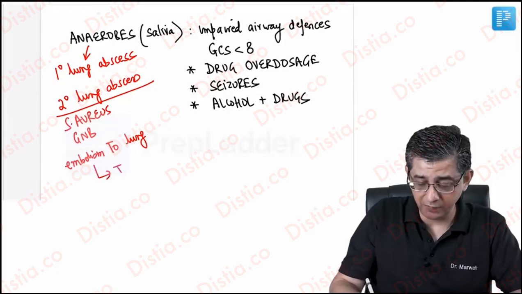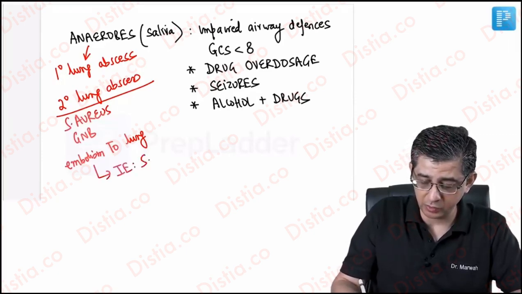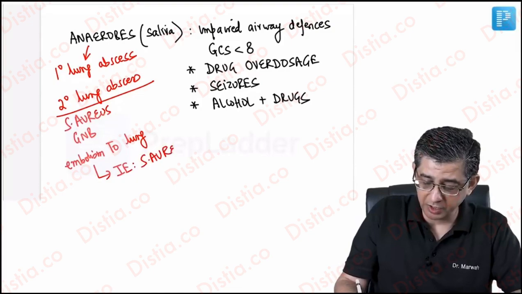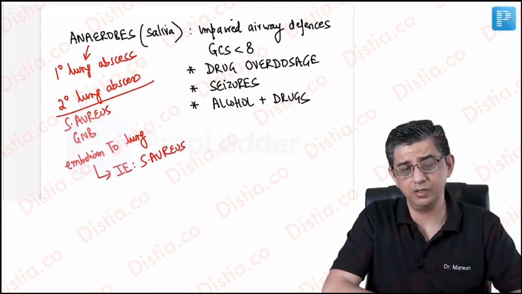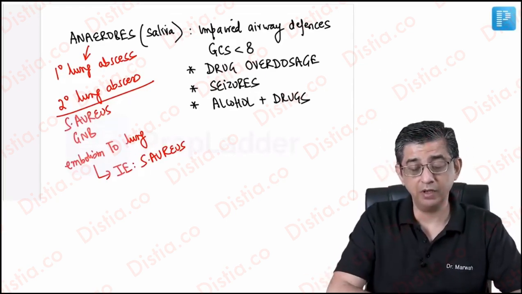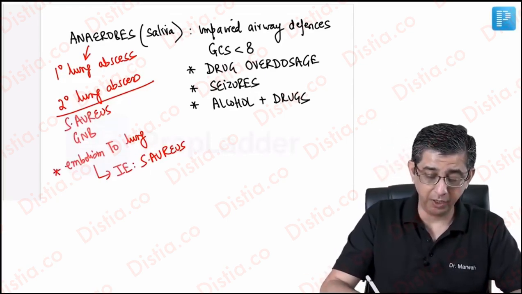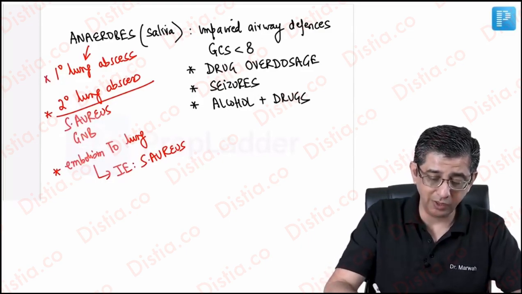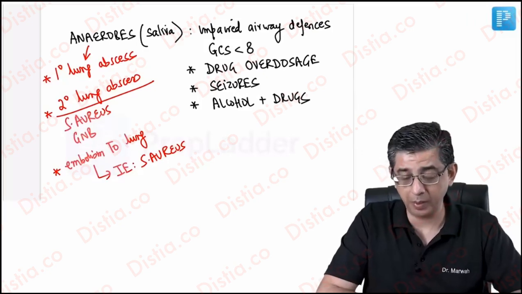This person is having infective endocarditis due to Staph aureus, and the vegetations are getting embolized to the lungs from the right side of the heart, and therefore the person could develop a lung abscess subsequently. So these are three accessory facts that I wanted you to remember.